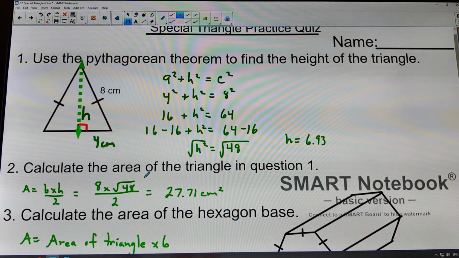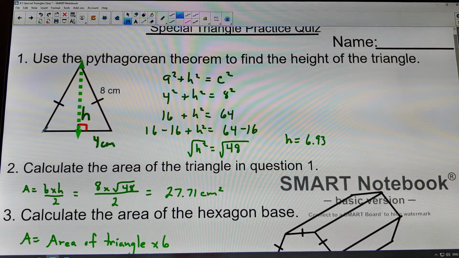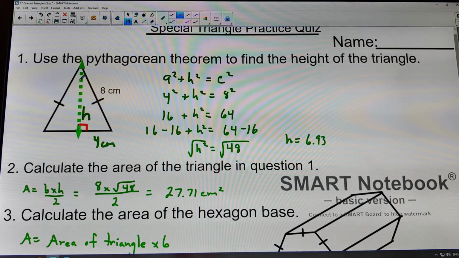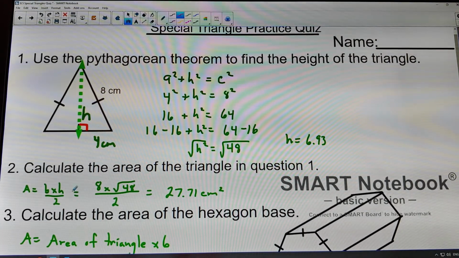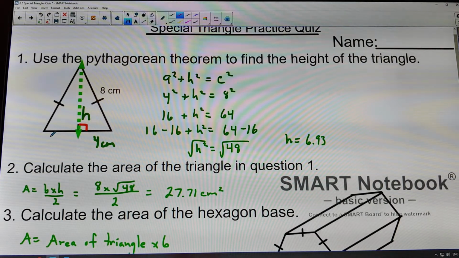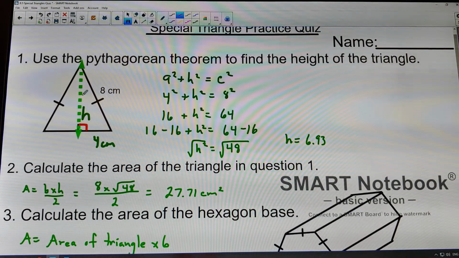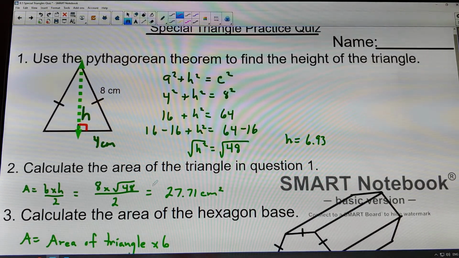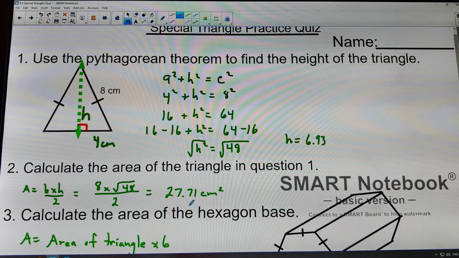Okay, so question 2. Calculate the area of the triangle in question 1. Area of a triangle is base times height divided by 2. So I've written that down. The base of this triangle is 8. Its height, we just found out, is square root 48. So run that through the calculator. You get 27.71 centimeters squared.